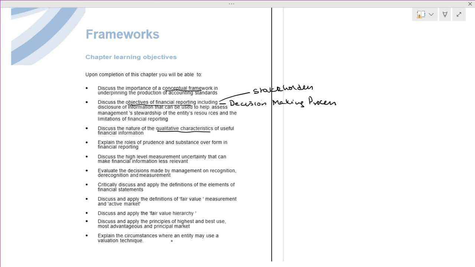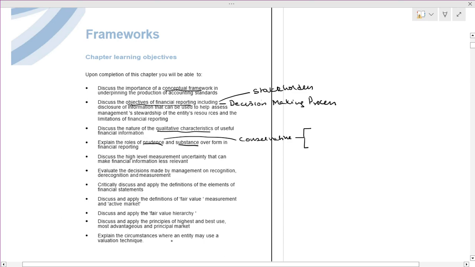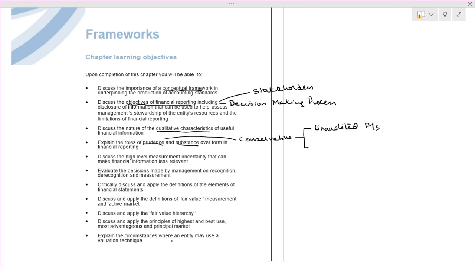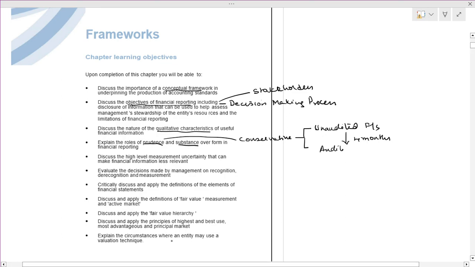Next, we are talking about prudence and substance. See, accounting is very sensitive. We have to be very cautious. We have to be very conservative. That is the reason whenever we are preparing the financial statements, we do two things. One, we prepare unaudited financial statements. Then we will have a gap of 4 months. Then we will have audited financial statements.